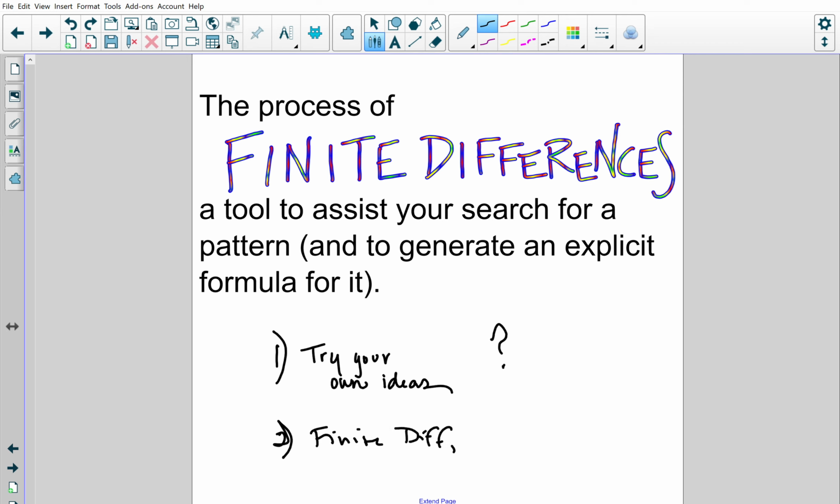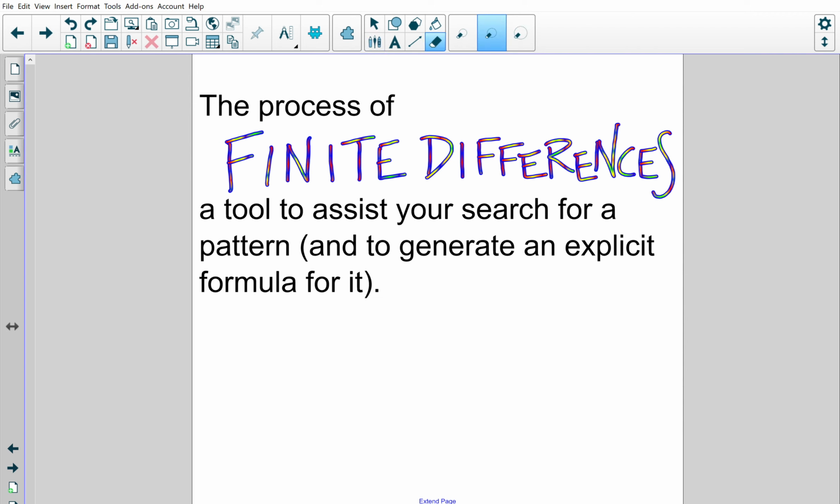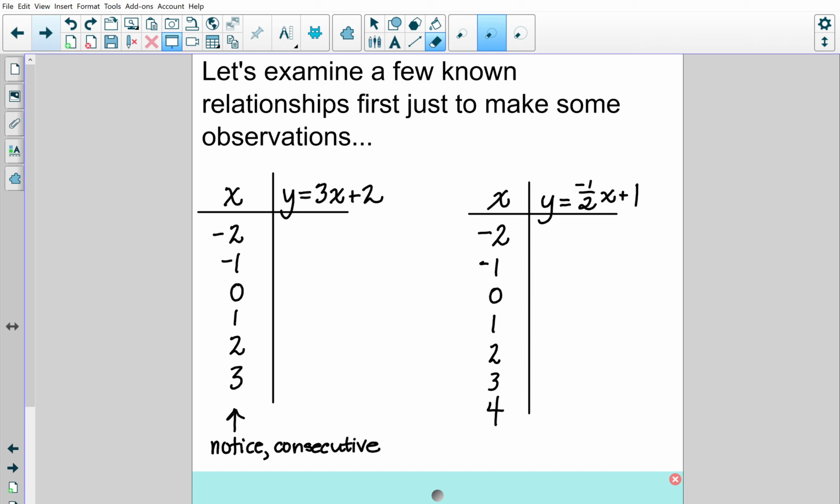So finite differences, this is a tool to try to find number patterns and then also use that to generate an explicit formula. So let's just examine a few known relationships so that we can make some observations so that you will believe that this technique works and how it works. Okay, normally you're not going to be given what the function is or the explicit formula. You'll have to find that. But let's take a look at these two examples so we can kind of work backwards so you see what's going on.